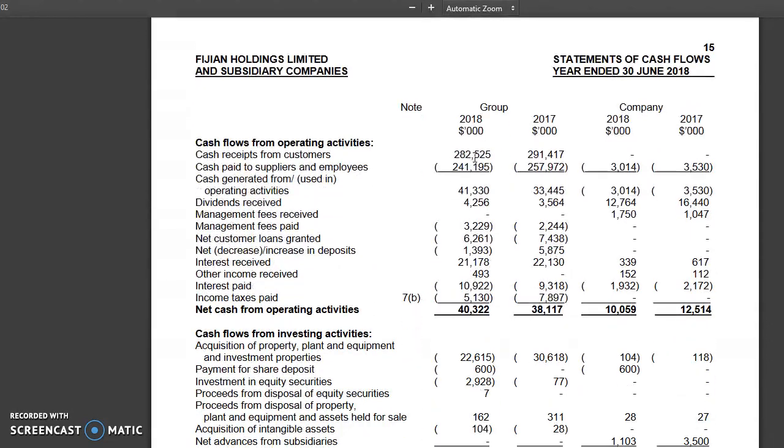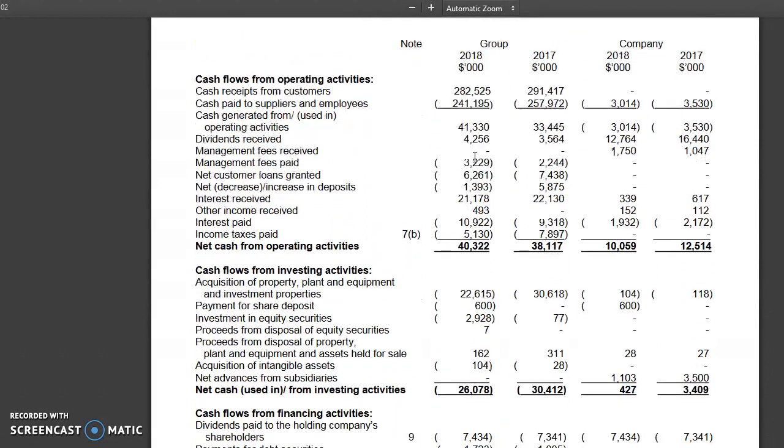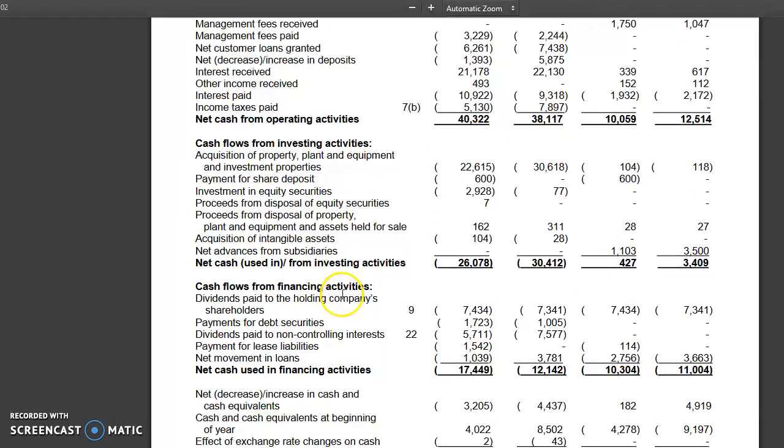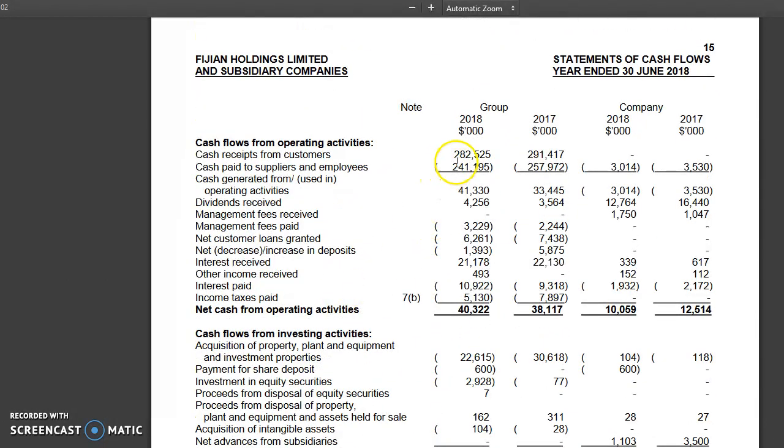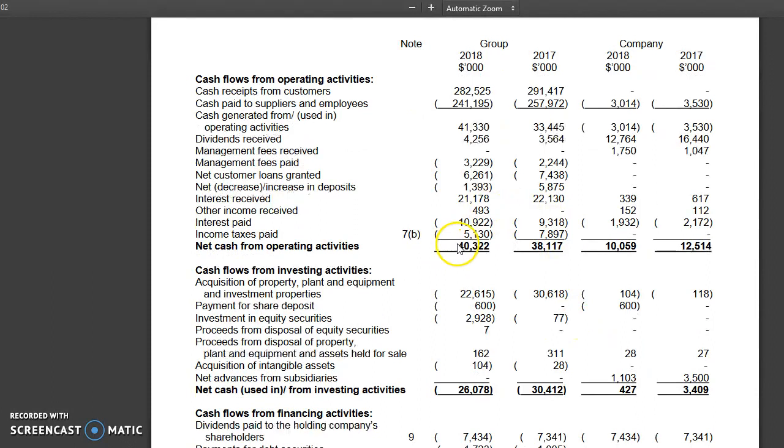But we can also look at the statement of cash flows, because the statement of cash flows shows us how the cash is flowing in from your operating activities, your investing activities, and the financing activities. So we can see that for the company, they are generating positive cash flows from operating activities. For the company, it has decreased from 12 million to 10 million. For the group, from 38 million, it has increased to 40 million. So this is the cash flows from their operating activities, which is shown there. So that's a positive figure. So they're generating those cash flows.